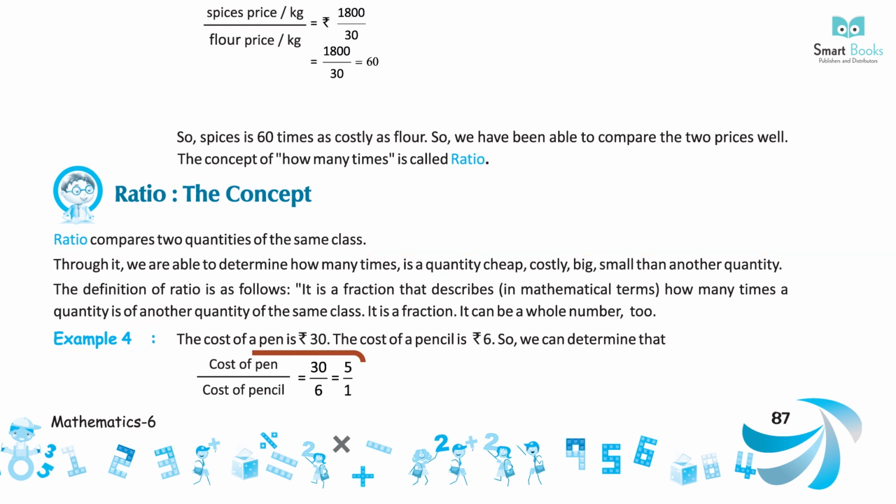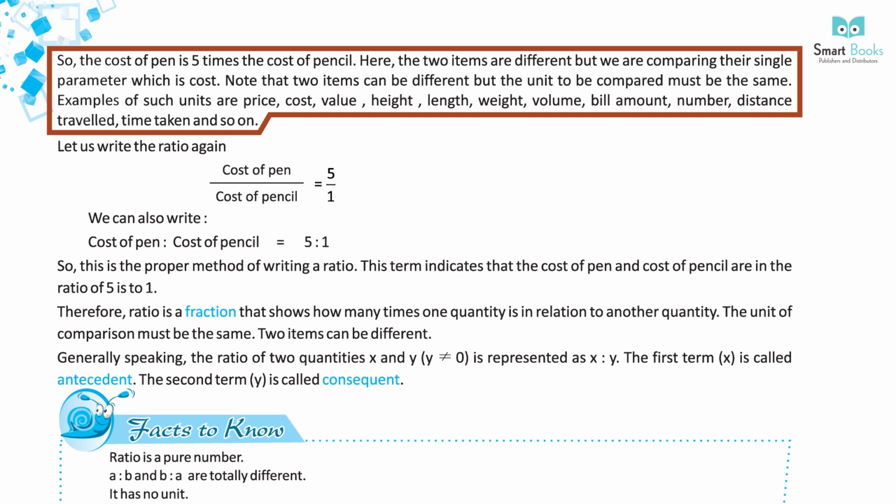Example 4. The cost of a pen is rupees 30. The cost of a pencil is rupees 6. So, we can determine that cost of pen upon cost of pencil equals 30 upon 6, which is equal to 5 upon 1. So, the cost of pen is 5 times the cost of pencil. Here, the two items are different, but we are comparing their single parameter, which is cost. Note that the items can be different, but the unit to be compared must be the same.